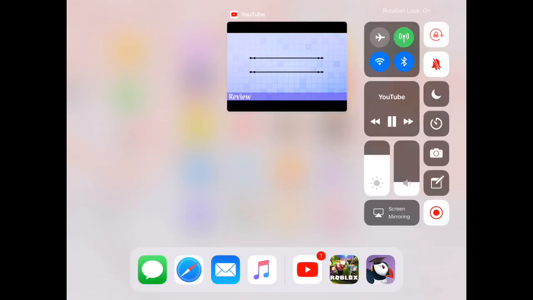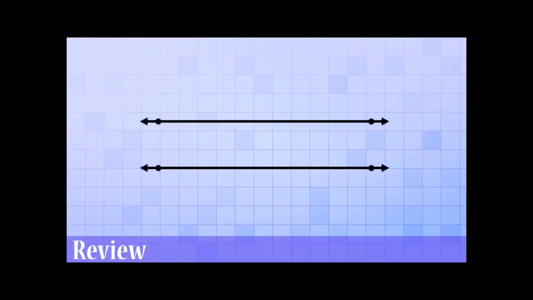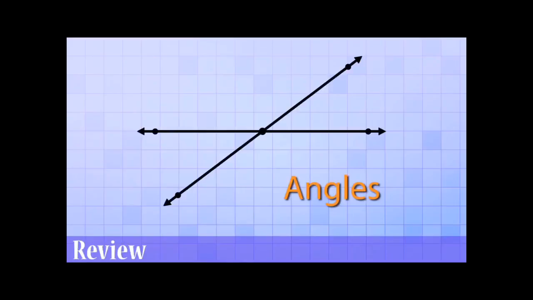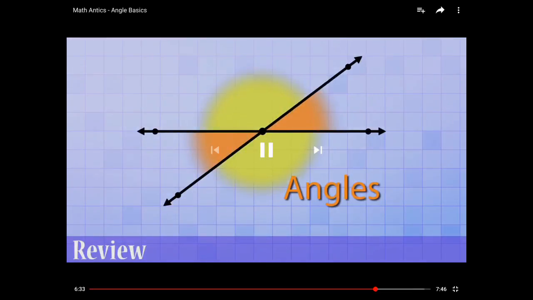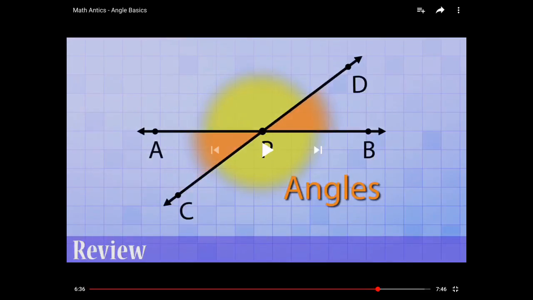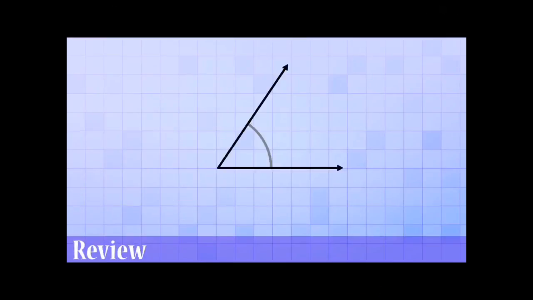Lines that point in exactly the same direction will never cross and are called parallel lines. When lines do cross, they cross at a point called an intersection. Lines that intersect form angles. You can think of angles as the spaces between the lines. Angles can be named by the points that form them. Just like connect the dots.